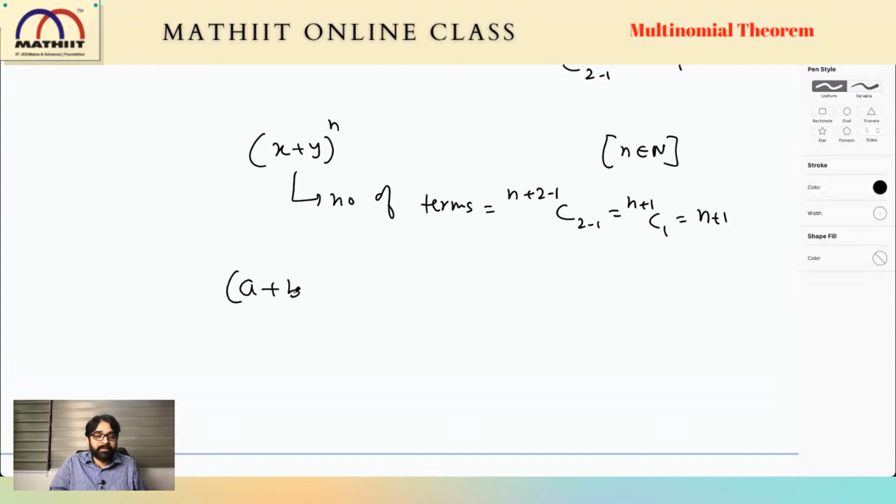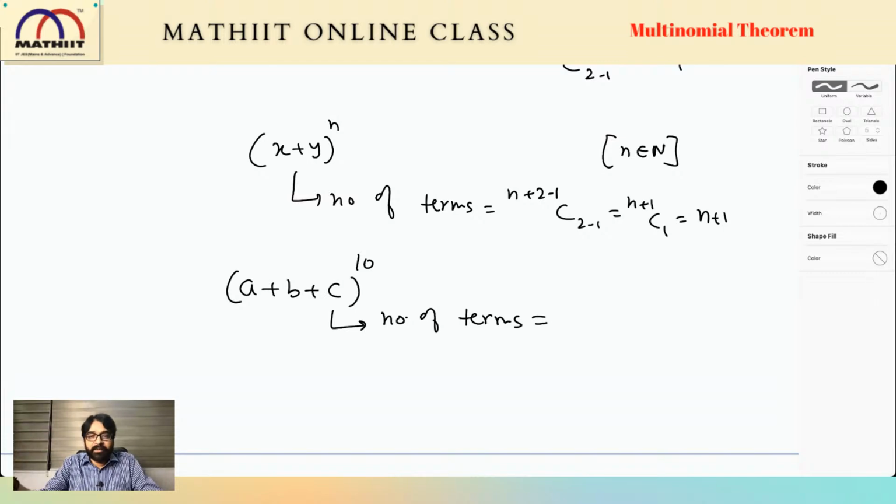So, everybody tell me the answer. (a + b + c)^10. Number of terms? Everyone, number of terms. (a + b + c)^10, number of terms. Quickly, as fast as you can.